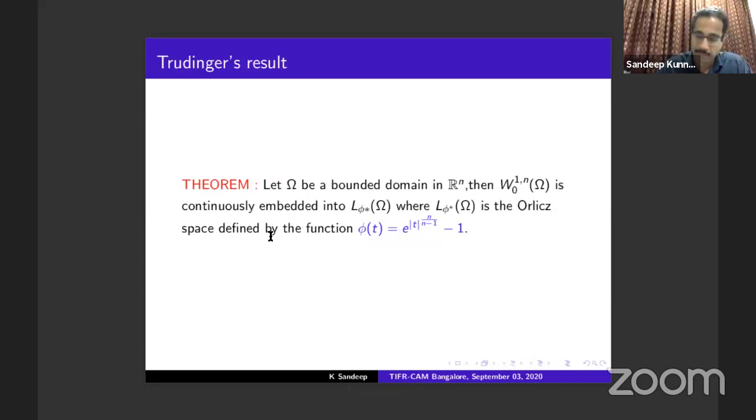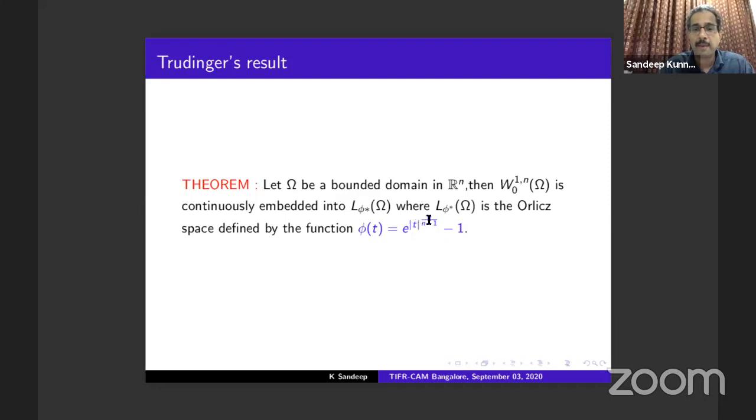So there is a theorem. It's a result of, what I'm stating is a result of Trudinger, who proved that: let omega be a bounded domain in R^n, then W_0^{1,n}(omega) is continuously embedded into L_phi star of omega, where L_phi star of omega is the Orlicz space defined by the function phi of t equal to e to the power |t|^{n/(n-1)} minus 1.